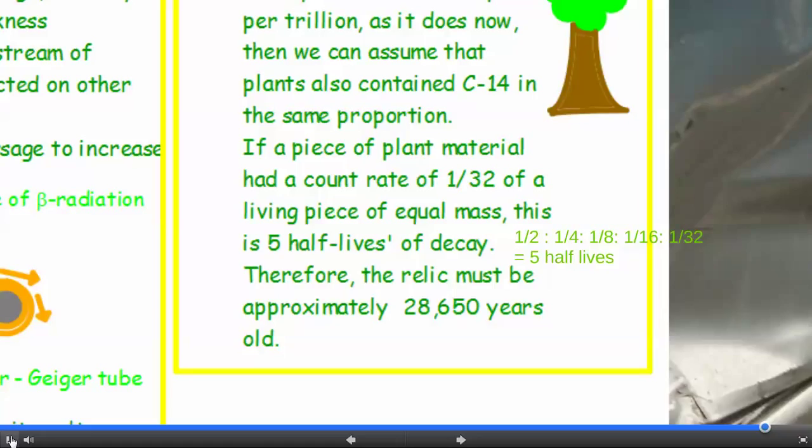So if a piece of plant material had a count rate of 1/32 of a living piece of equal mass, so if you do the maths that works out to 5 half-lives, then this is 5 half-lives of decay. So therefore the relic must be approximately 28,650 years old, or 5 times the half-life.